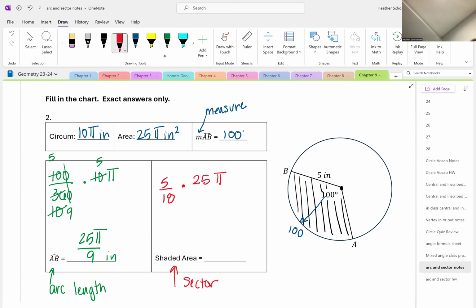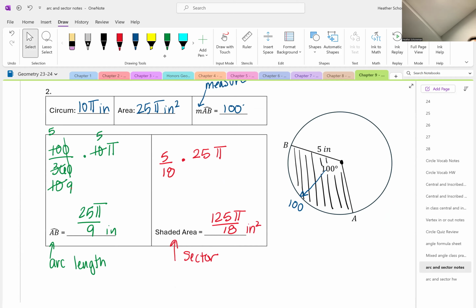So now we're going to multiply straight across the top. 5 times 25 times pi is 125 pi. And on the bottom, we get 18. And because it's area, it's going to be inches squared.